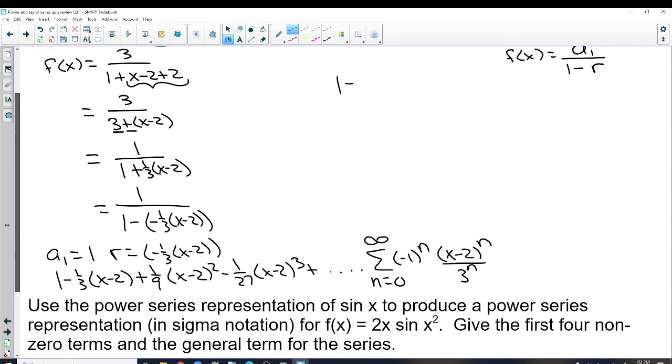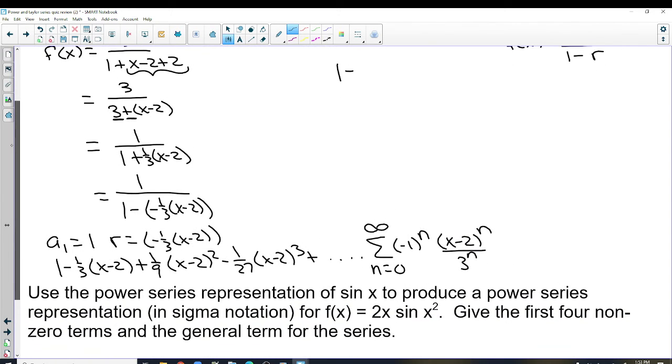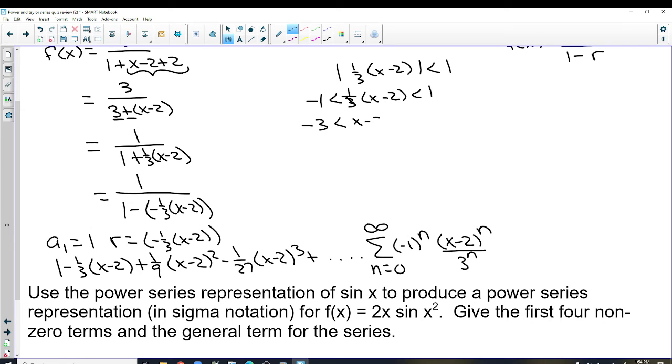Oh, I don't need the negative when doing this either, because the negative isn't going to change what the interval is. All right, so let's do this. 1/3 x minus 2 has to be less than 1. Negative 1 less than 1/3 x minus 2 less than 1. So negative 3 less than x minus 2 less than 3. So the radius of convergence is 3.